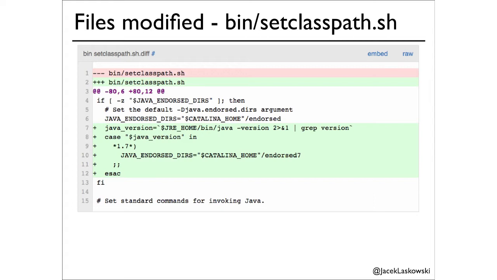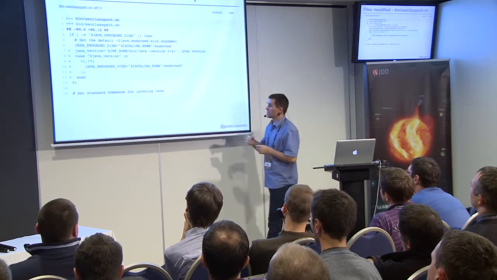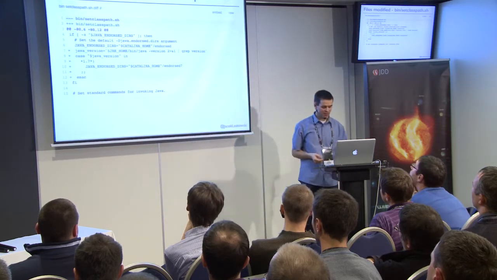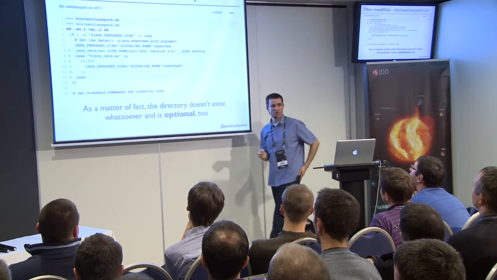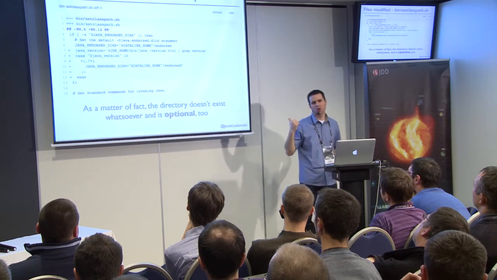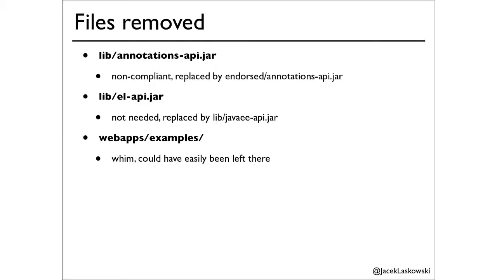Another optional part of our modifications towards creating TomEE from Tomcat is to add the endorsed directory. But as a matter of fact, the directory doesn't exist whatsoever, so it's optional as well. I'm not sure why Tomcat needs it. TomEE needs it. So we can exclude it as well.